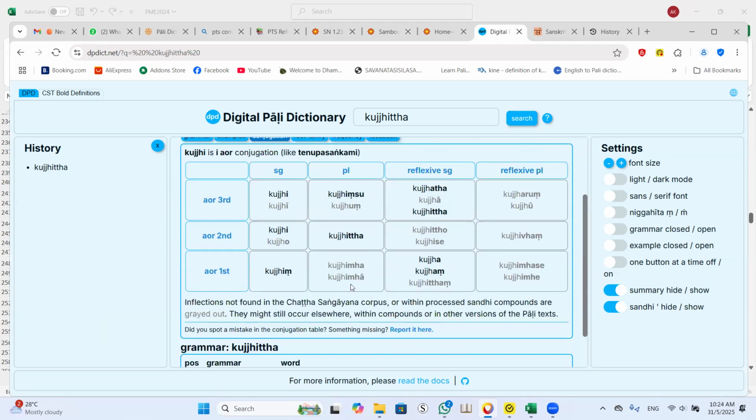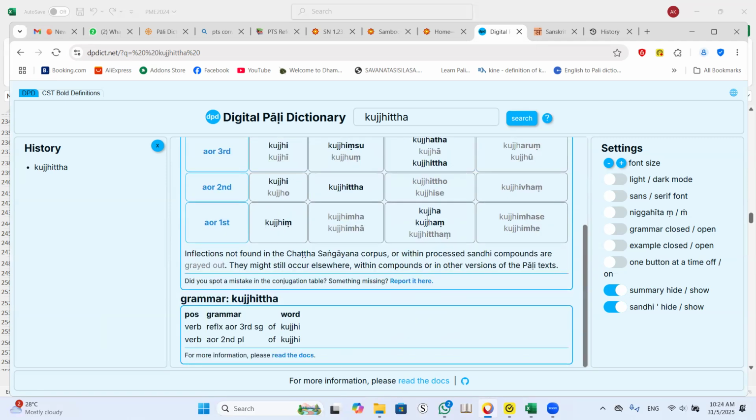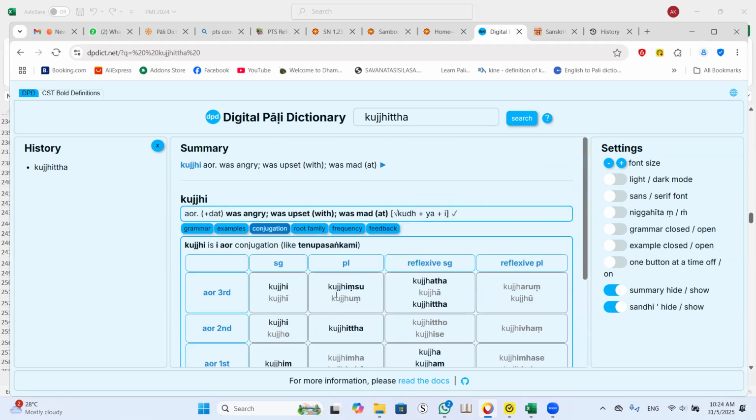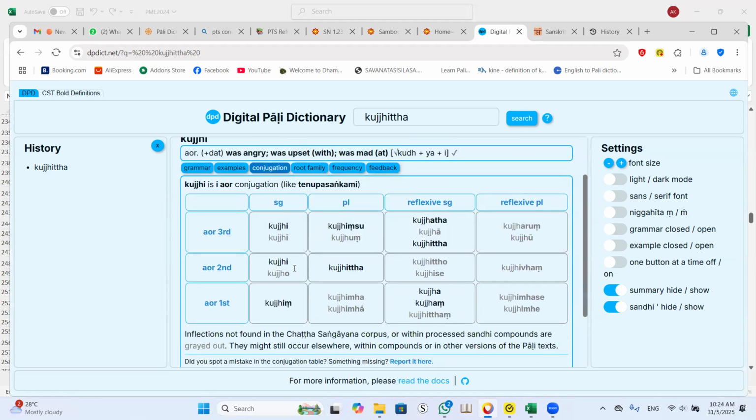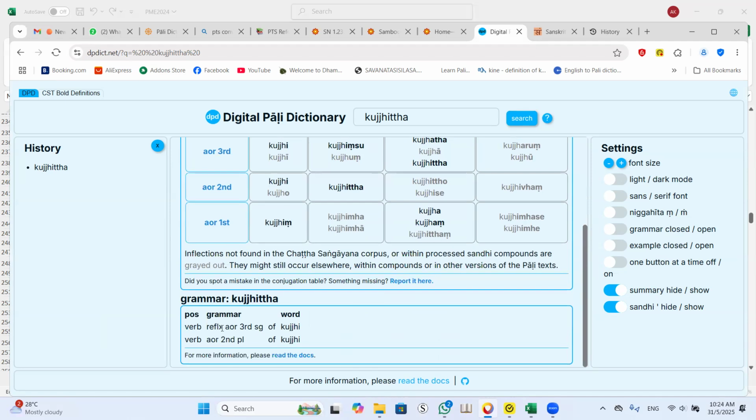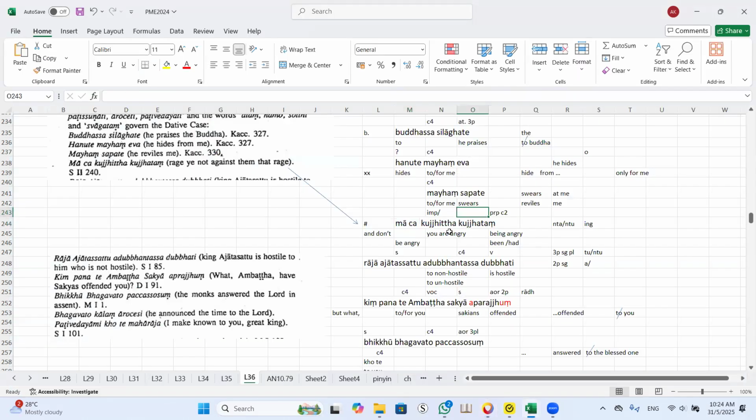You see here, this is reflexive, third person. Right? Third person. So there are only two possibilities. If you take imperative, because here it doesn't show, third person reflexive, second person aorist. So it is definitely not imperative. So this one means you were angry, past tense.